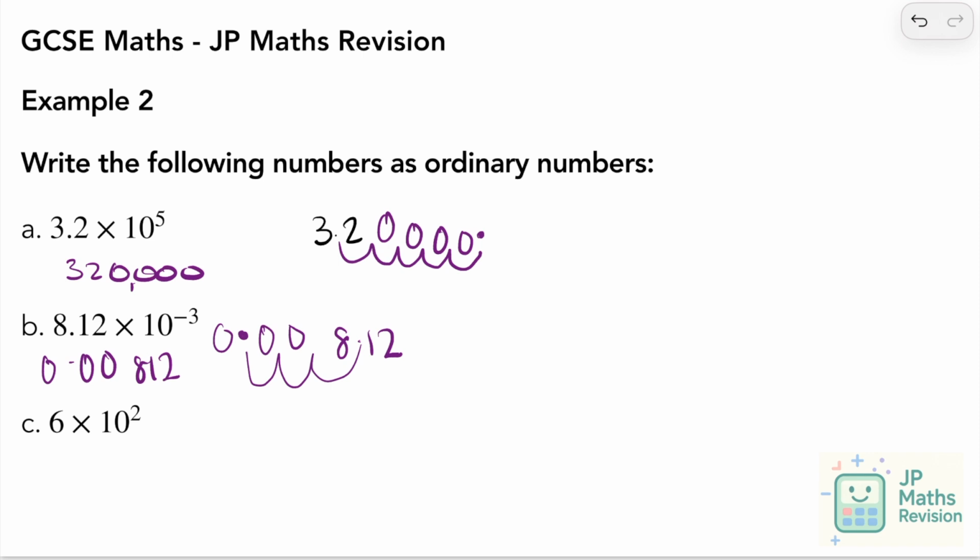This one here, we have 6 times 10 to the power of 2. So I'm going to write 6.0 because that's where the decimal place is at the moment. And I'm going to move it 2 spaces to the right. So it's 1, 2. I'm going to fill the space with a 0. So the answer to this one is 600.